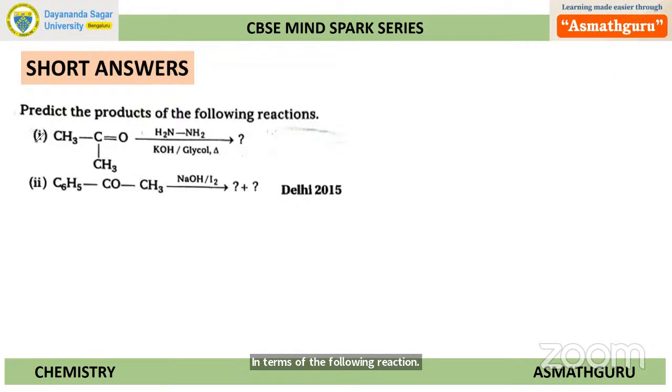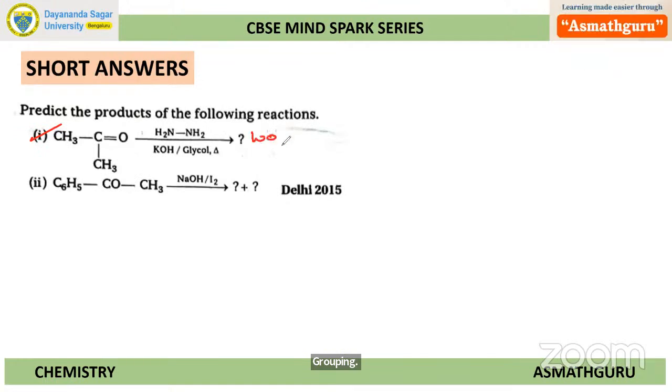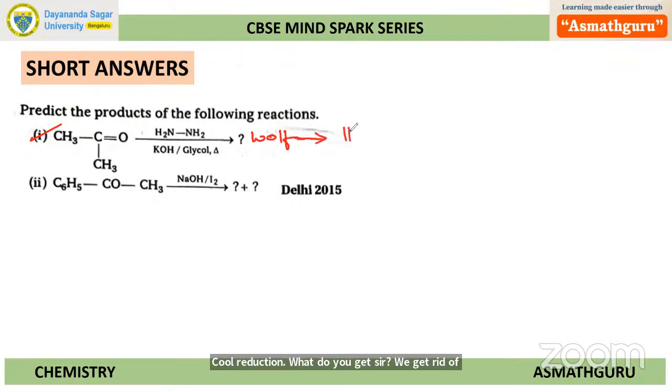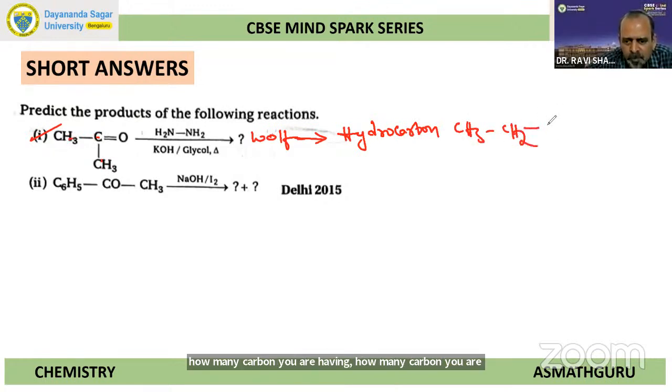Propane. Already this reaction we have done. What is this reaction? Wolff-Kishner reduction. What do you get? We get a hydrocarbon here. That depends on how many carbons you are having. How many carbons are here? Three carbons. So you end up getting propane.